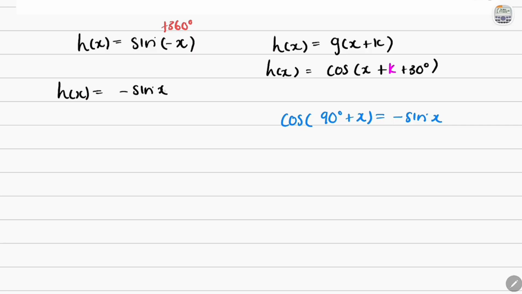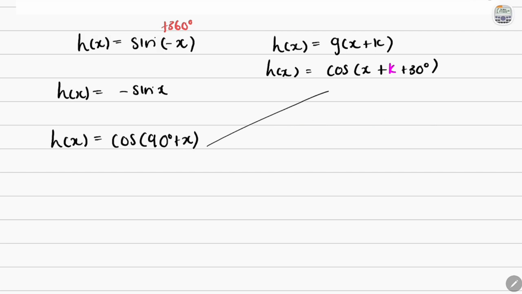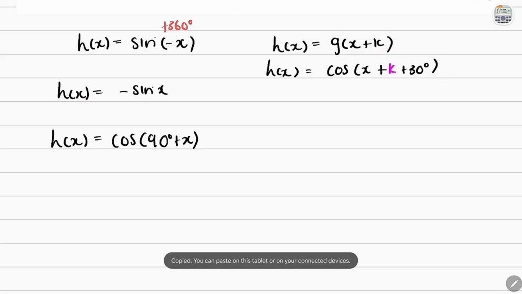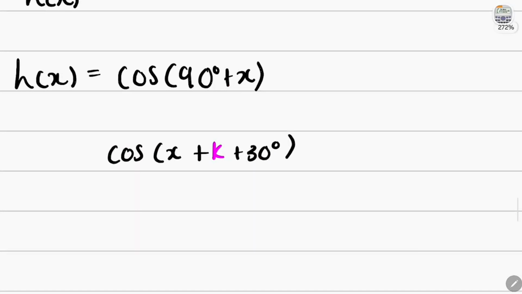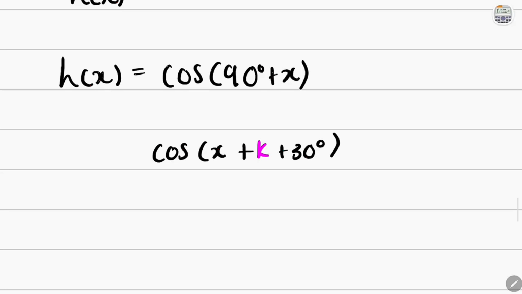So it means that we can change this negative sine x using cofunctions to cos of 90 degrees plus x. Okay, so now they both say cos. Now we just have to think about it like this: for which values of k will this function look exactly the same as this function? What should k be for them to look identical? Let's put them in the same order. This one has 90 degrees plus x, but this one starts with x. So I'm going to rewrite this as cos of x first, and then plus 90 degrees.